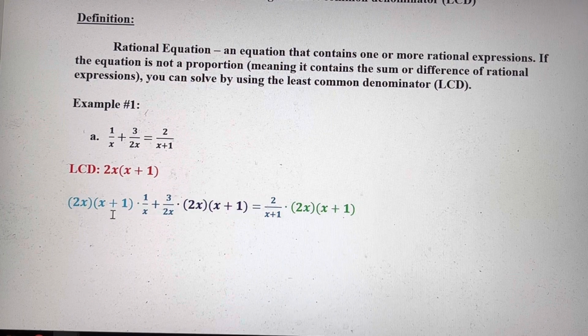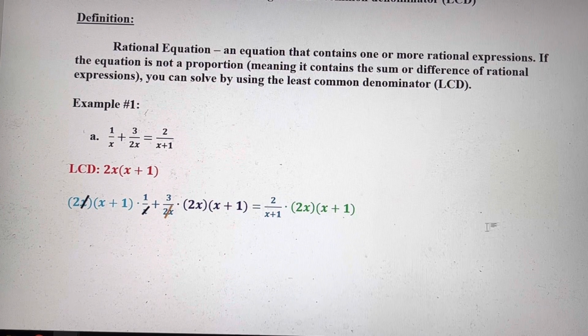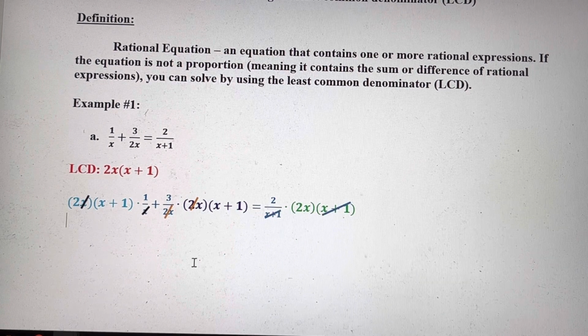So in the first one here, what cancels out? This x is going to cancel out with that x, okay? Those cancel out. Now I need to deal with what's left. So what's left is a 2. And then the 2x's are going to cancel out here, I'm sorry. And over here, the x plus 1s are going to cancel out, okay? So now let's deal with what's left over.